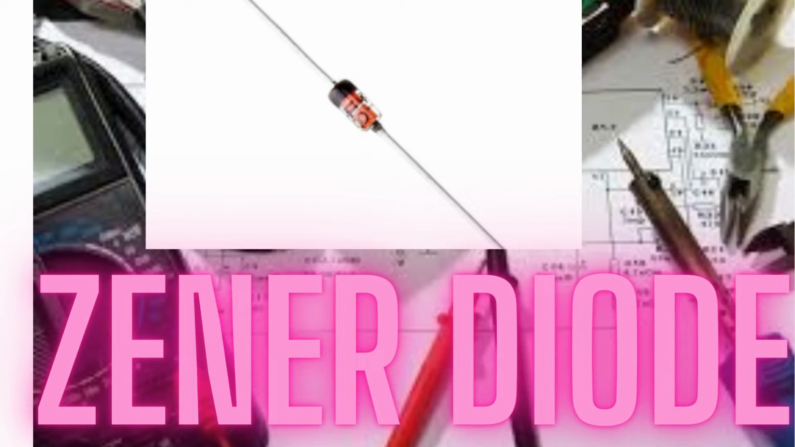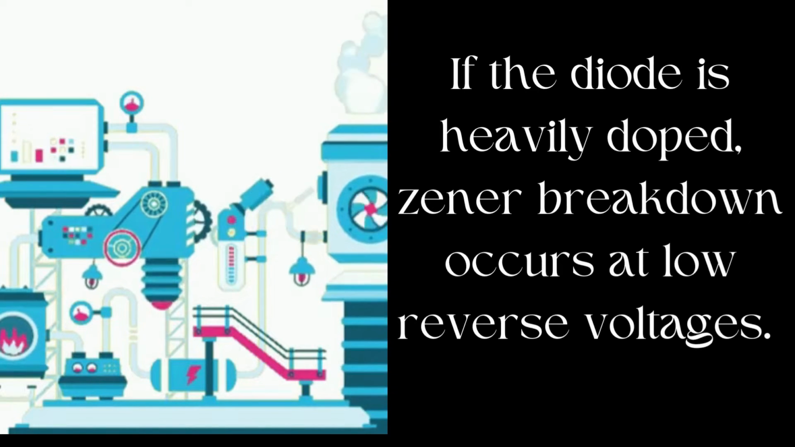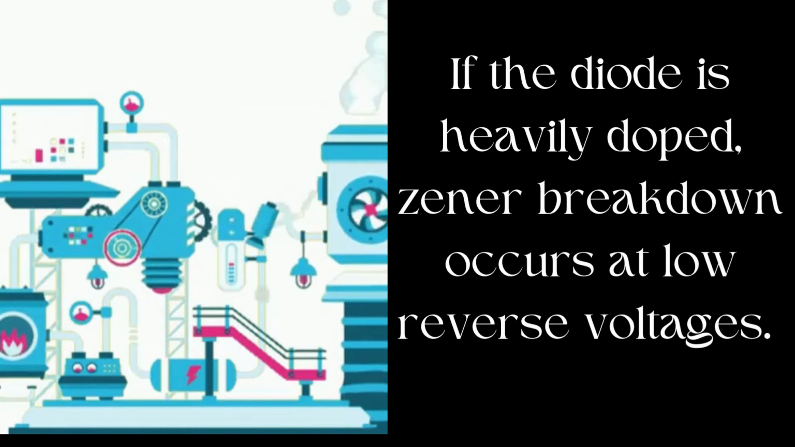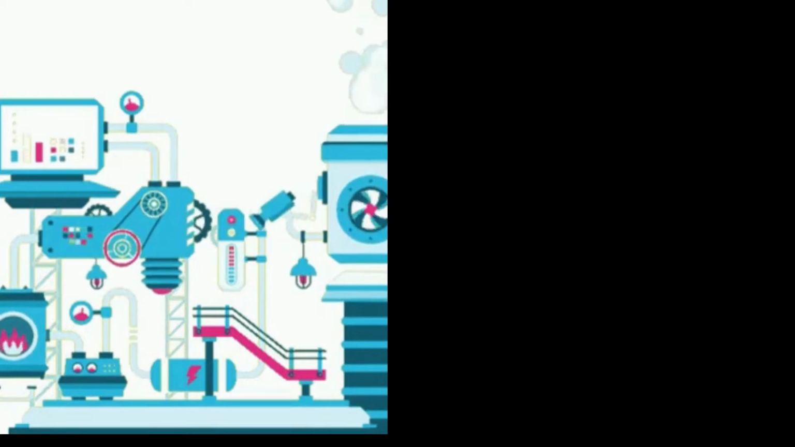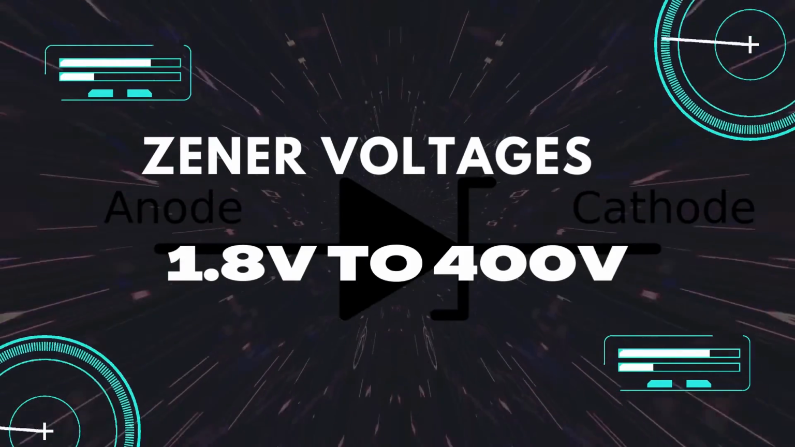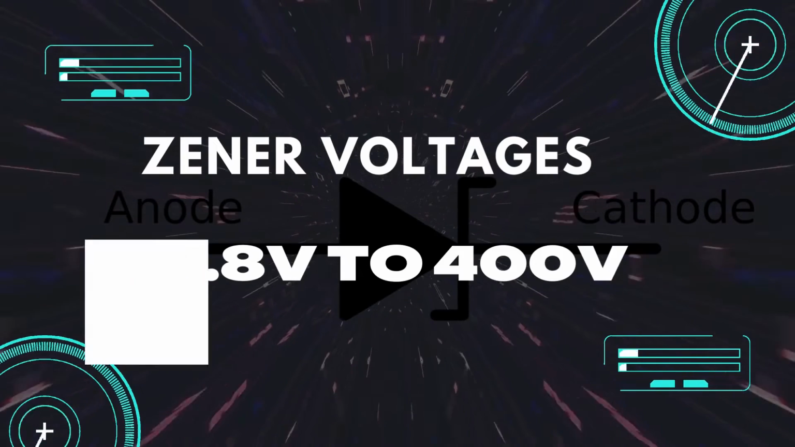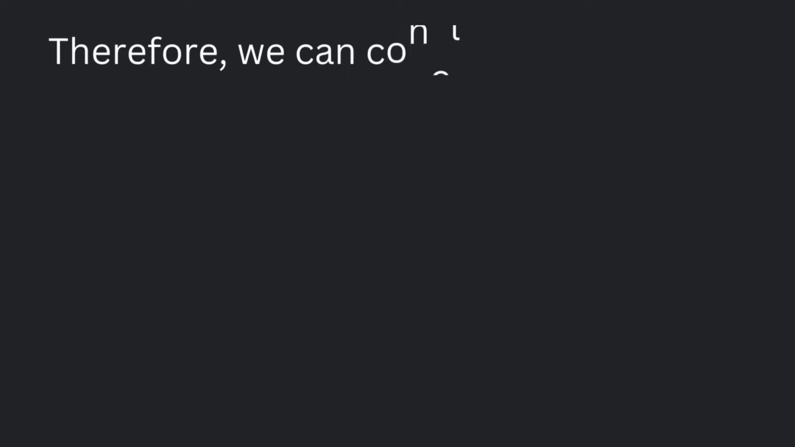The breakdown voltage of a Zener diode is carefully set by controlling the doping level during manufacture. If the diode is heavily doped, Zener breakdown occurs at low reverse voltages. On the other hand, if the diode is lightly doped, the Zener breakdown occurs at high reverse voltages. Zener diodes are available with Zener voltages in the range of 1.8 volts to 400 volts.